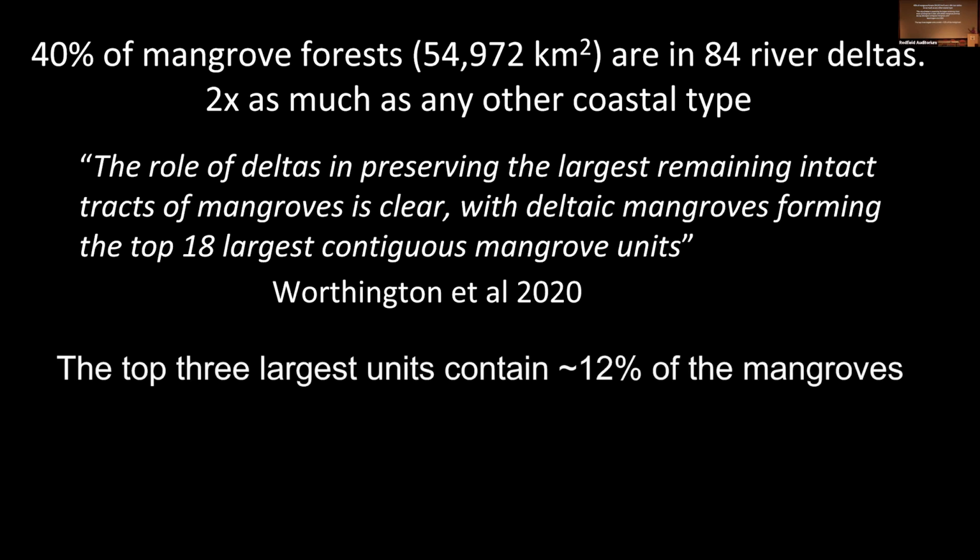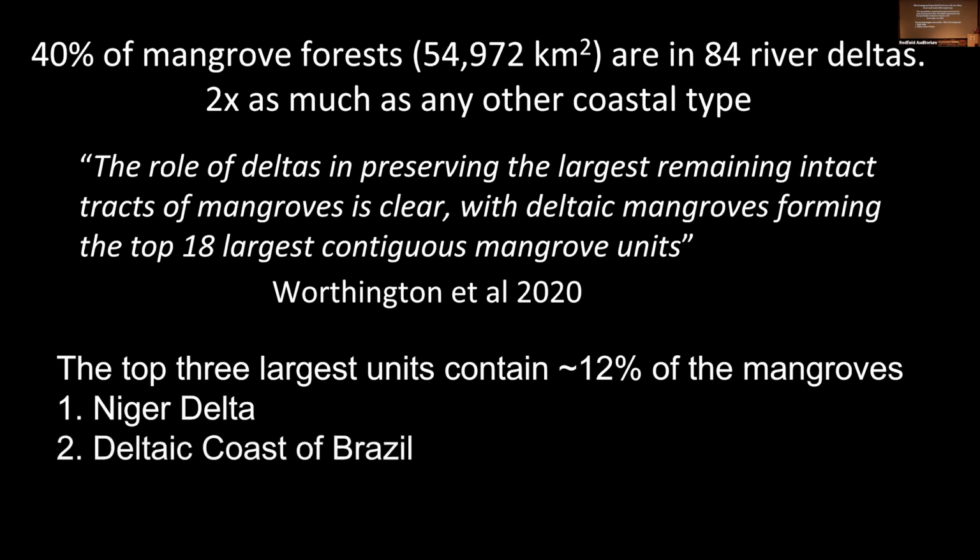And the top 3 largest units contain about 12% of the mangroves in existence today. The top being the Niger Delta. And just one thing to highlight about that is that this is drastically changing because of oil extraction. And so we're seeing maybe 10,000 plus square kilometers of change that's just happened in the Niger Delta because of oil extraction.